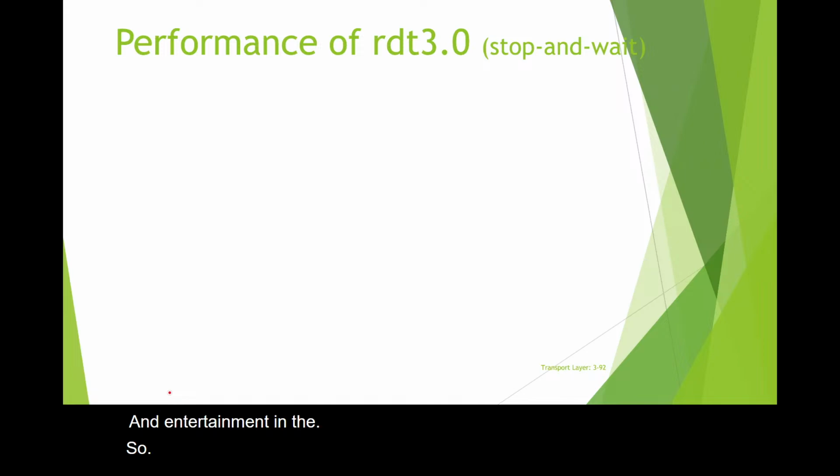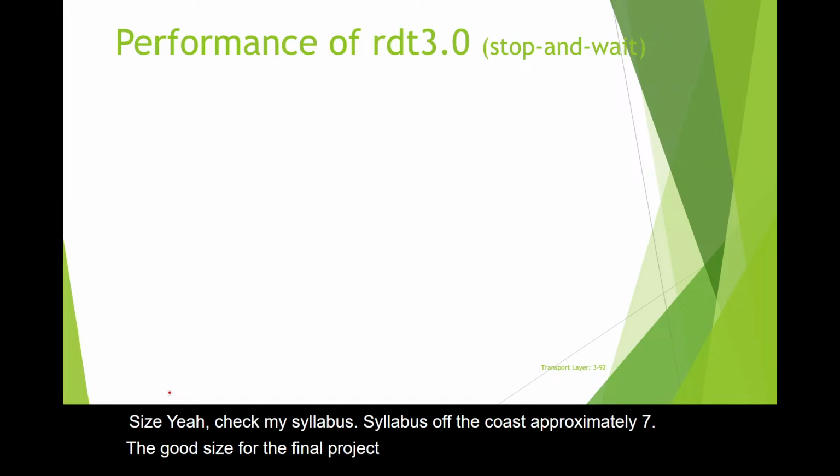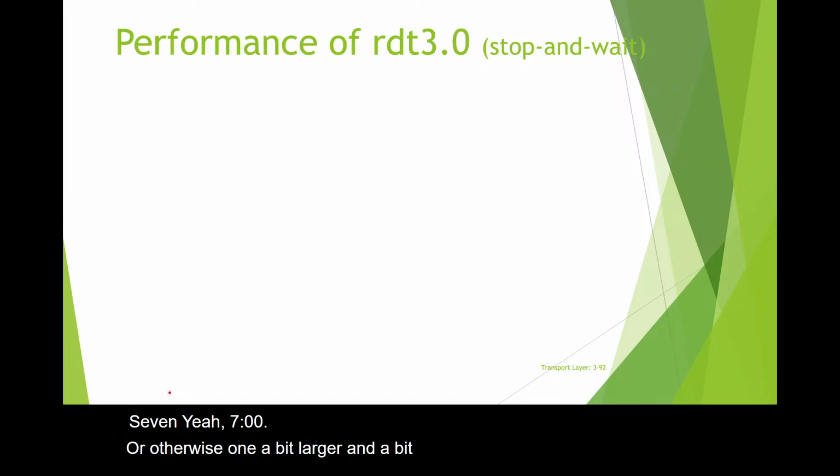Check the syllabus of the course: the good size for the final project group is approximately 7. Hopefully it's 7, or otherwise one a bit larger and one a bit smaller. Because we have 41 in our class, hopefully it's 7.